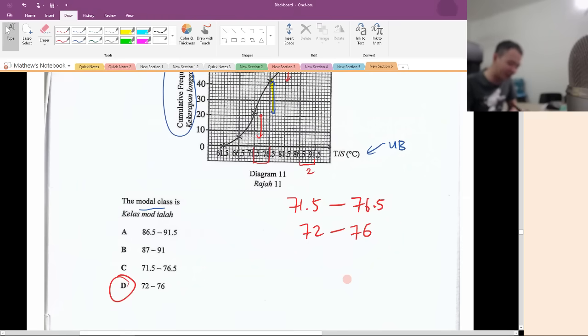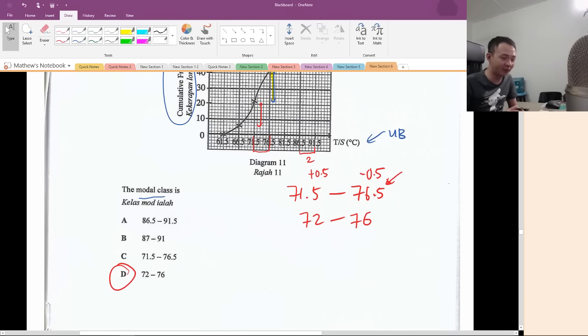If this is the upper bound, how do you change it to the class limit? For the lower bound you add 0.5, and for the upper bound you minus 0.5. The pattern is fixed. Not both minus 0.5. Lower bound you add, upper bound you subtract.